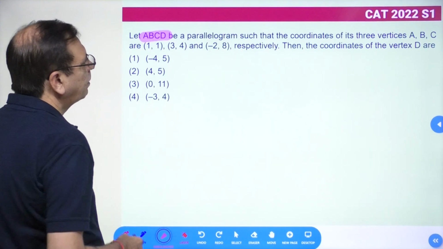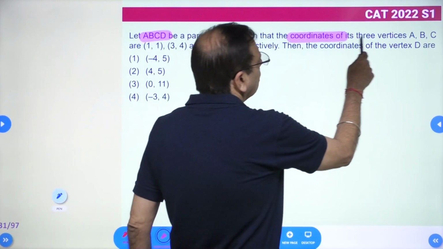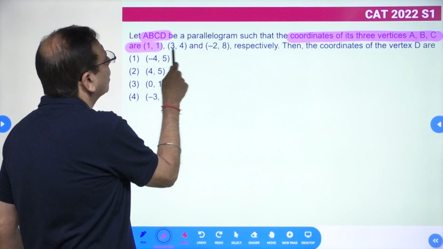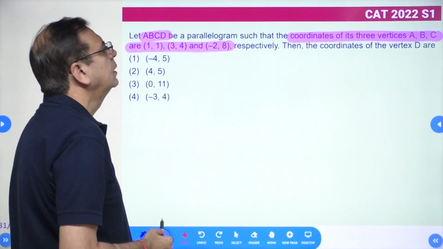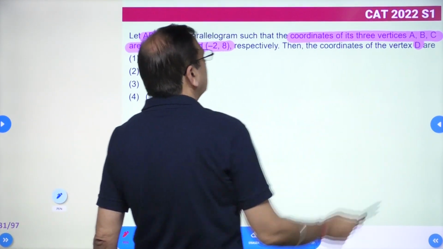Let ABCD be a parallelogram such that the coordinates of its three vertices A, B, C are (1, 1), (3, 4) and (-2, 8) respectively. Then the coordinates of vertex D are what?